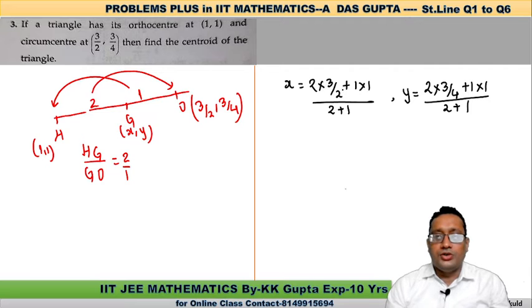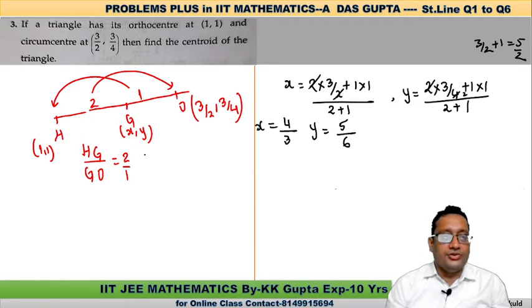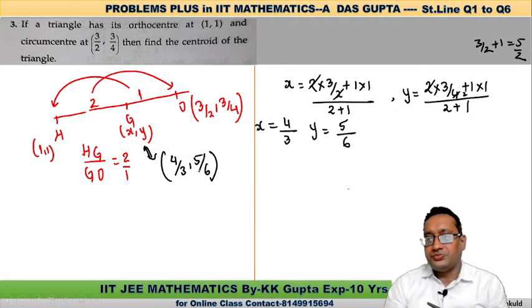The 2 gets cancelled. 3 plus 1, that is 4, divided by 3. For the y coordinate, 3/2 plus 1 is 5/2, and divided by 3, that is 5/6. So the centroid coordinate comes to be (4/3, 5/6).